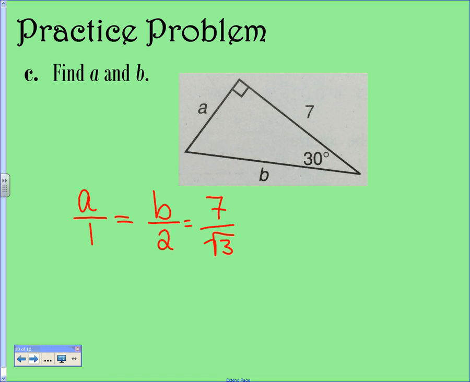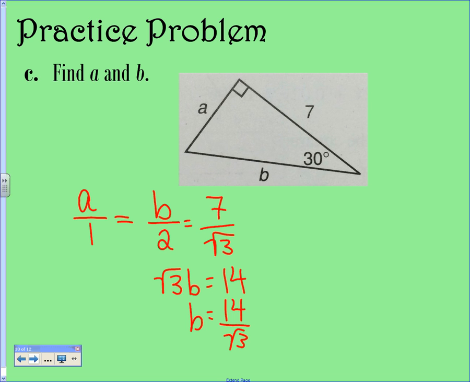Okay, do y'all want to do A or B first? B? Okay. So you would have the square root of 3 times b equals 14. So b would equal 14 over the square root of 3. But we can't leave radicals in our denominator. So what is it called? What are we going to do?